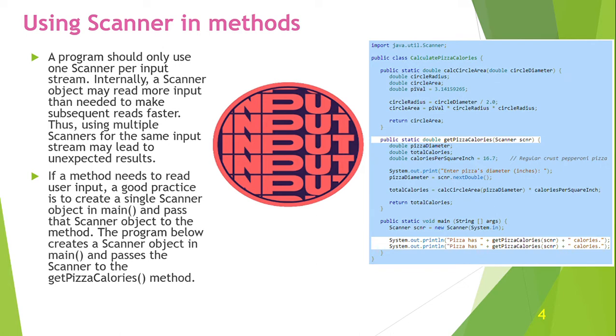Basically, a program should only use one scanner per input stream. Internally, a scanner object may read more input than needed to make subsequent reads faster. Hence, using multiple scanners for the same input stream may lead to unexpected results. So if a method needs to read user input, a good practice is to create a single scanner object in the main method and pass that scanner object to the method. The program here creates a scanner object in the main method and passes the scanner to the getPizzaCalories method.